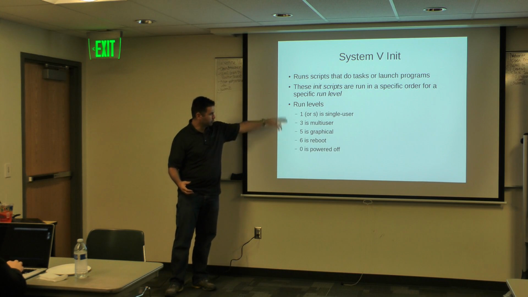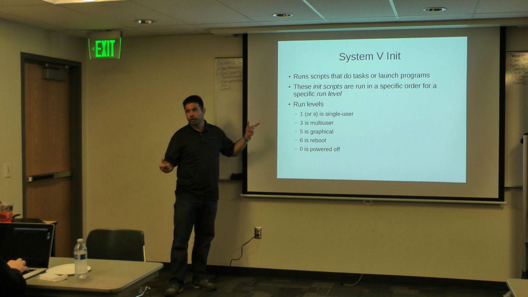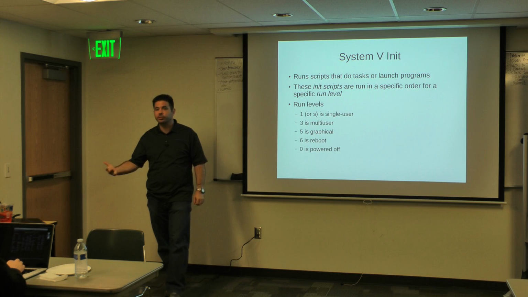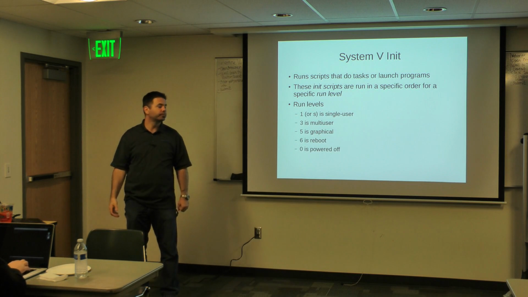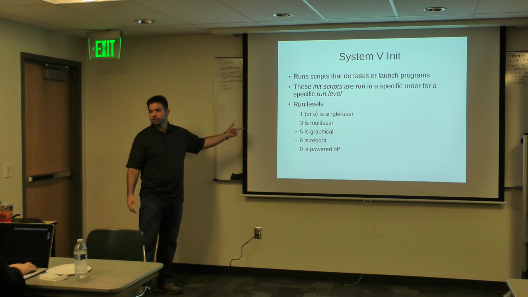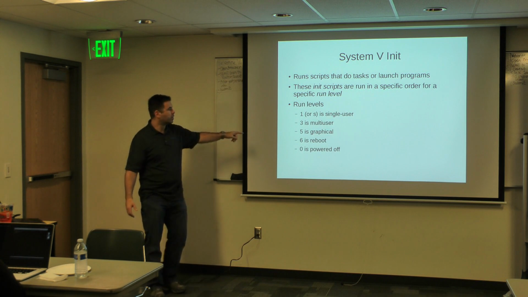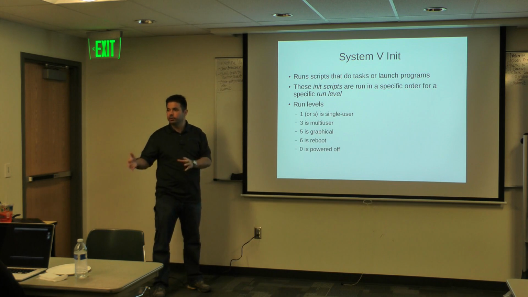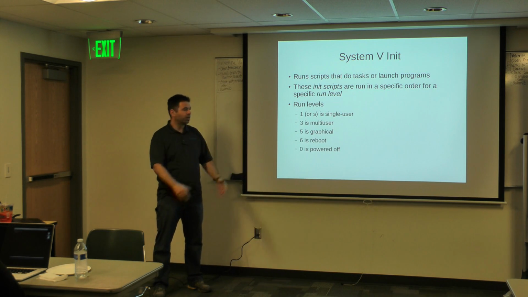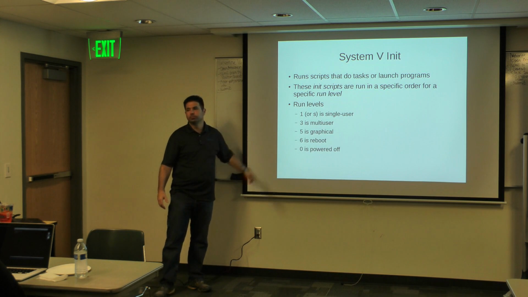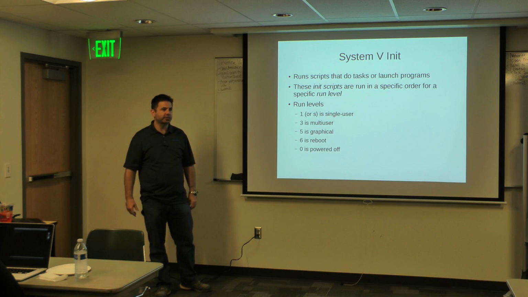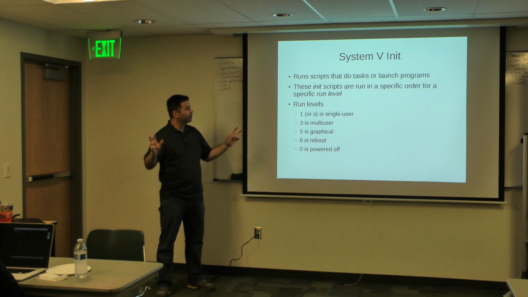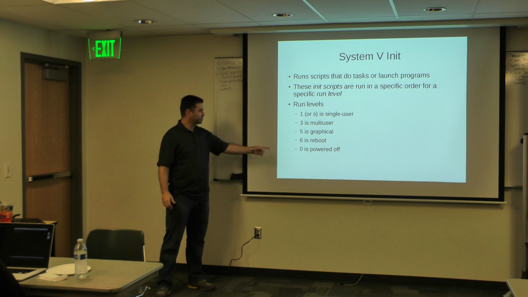These are the typical run levels. If you are in run level 1, you're in single user mode, so basically the system doesn't allow more than one person to log in. 3 is typical for a server, so it's a multi-user run level. 5 is graphical, so it's multi-user plus a graphical login. 6 is reboot, so if you go into run level 6, you're telling the system to reboot and come back up into the default run level. And 0 is powered off.